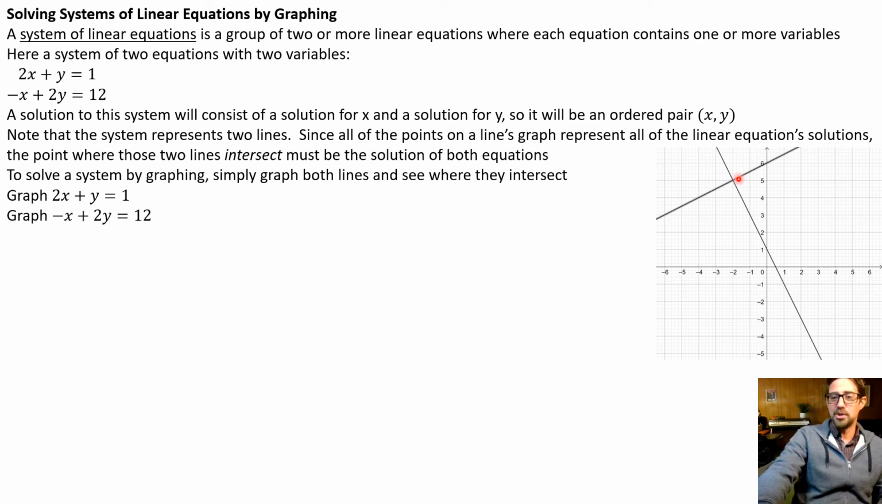So the point (-2, 5) is where these two lines intersect, which means when x is -2 and y is 5, both of these equations are satisfied.